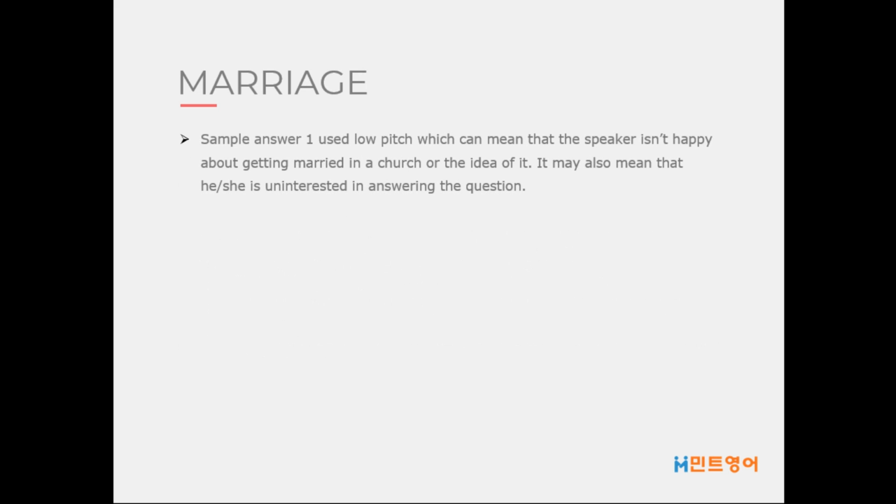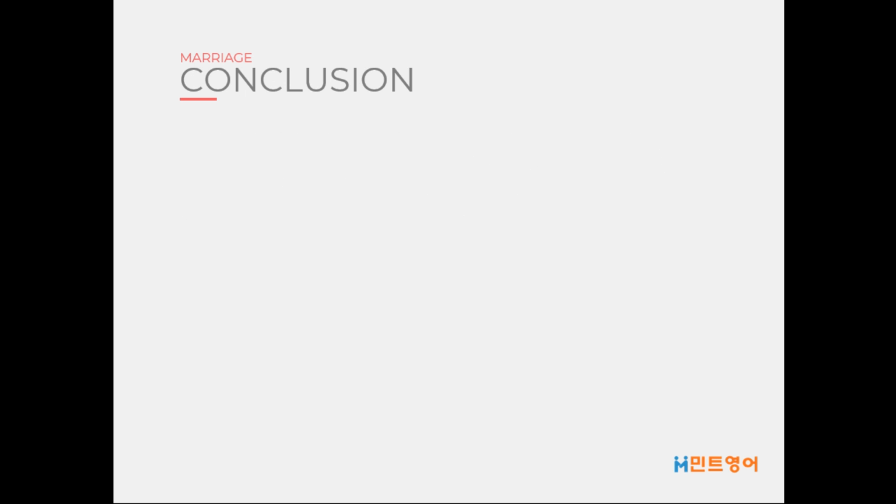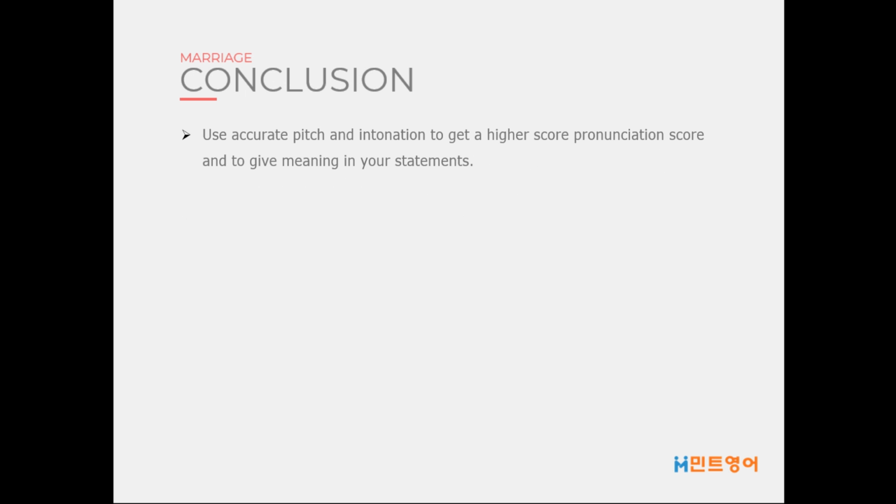These answers, though the same, were delivered differently. A low pitch was used in the first sample answer, which can mean the speaker isn't happy about getting married in a church or the idea of it. It may also mean that he or she is uninterested in answering the question. The monotonous intonation also makes the answer seem boring and robotic. On the other hand, the second sample answer is clearer and easier to understand because of the accurate use of pitch and intonation. To wrap up, use accurate pitch and intonation to get a higher score in pronunciation and to further express meaning in your statements.